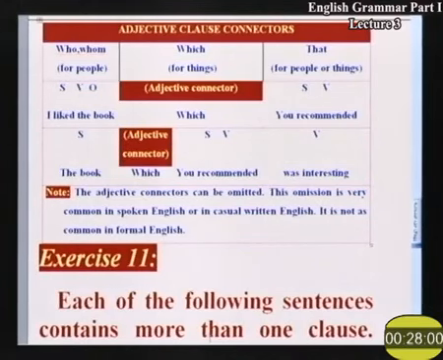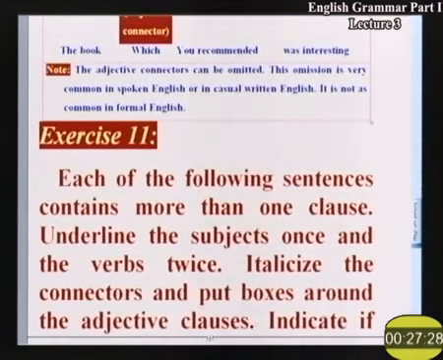Or in casual written English. يعني ايه casual written English? Casual يعني informal. كلام مش رسمي. مش الكلام اللي مكتوب بجرامر which is very exact. It is not as common in formal English. يعني in formal English لما بكون بكتب كتابة دقيقة رسميا من ناحية القواعد, I do not omit the connector.